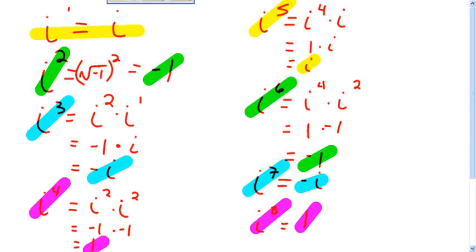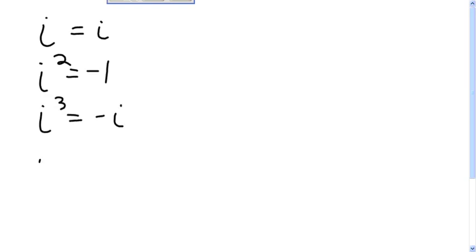So it continues to repeat. So the ones you have to remember: i is just, of course, i. i squared is negative 1. i cubed is negative i. And i to the fourth is 1. Then it repeats. It keeps going back around. So these are the 4 that you need to know. Now you don't have to just straightforward memorize them. You can always come up with them. But you're going to use them enough that you probably will end up memorizing them.